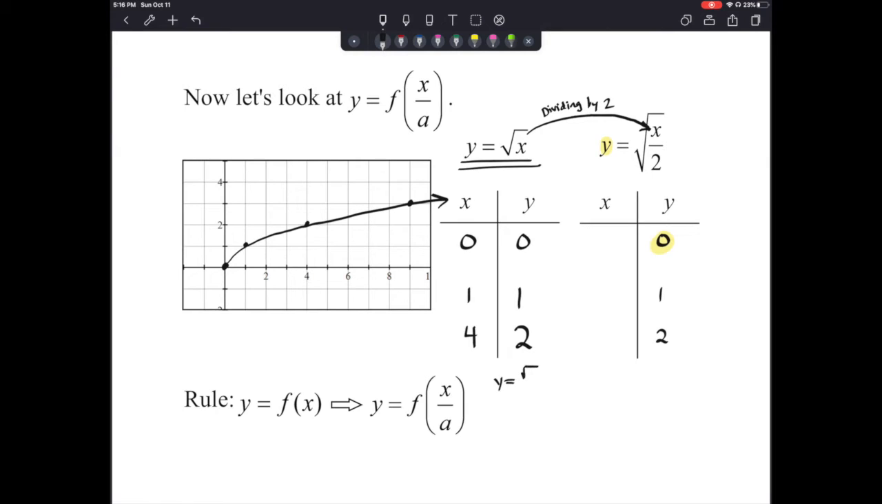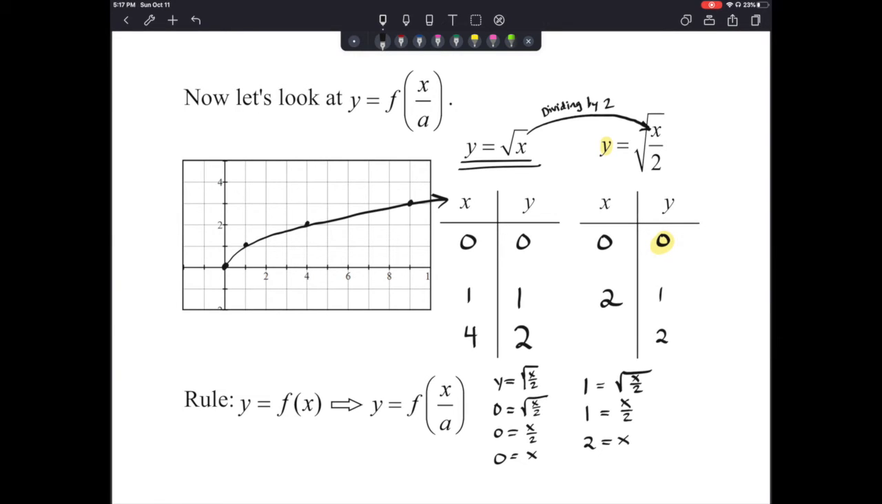So we had our original. We'll say here 0 equals the square root of x divided by 2. We'll square both sides to get 0 equals x divided by 2, and then multiply both sides by 2, and x is still 0. The next one, we have y is equal to, let's take out that y, and let's just go ahead and put in our 1. So 1 is equal to the square root of x divided by 2. Square both sides, 1 squared is 1. Square root of x over 2 squared is x over 2. And then when we multiply both sides by 2, we're going to get 2 is equal to x. So we got a 2 right there.